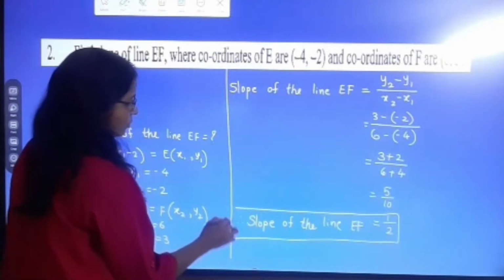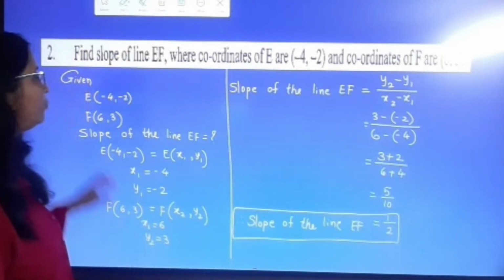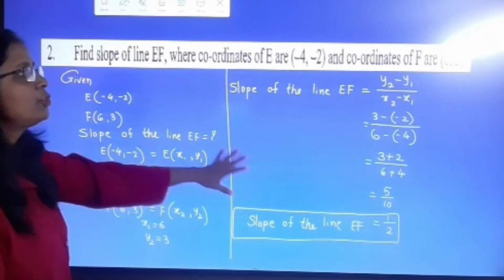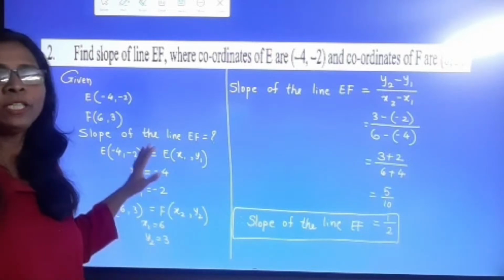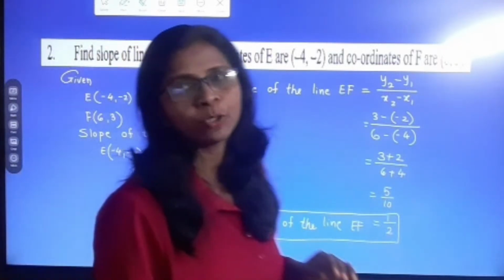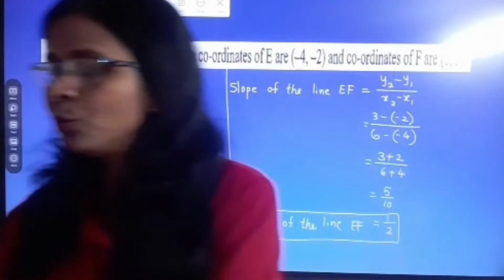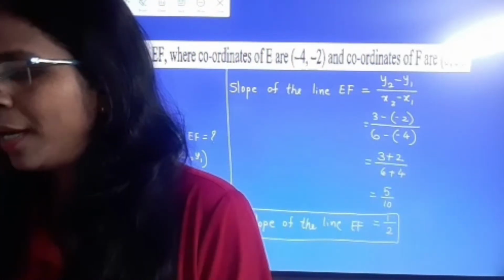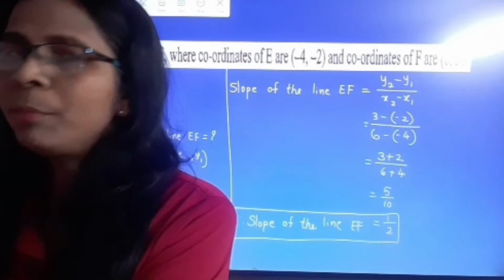If you write it this way, if you solve the example this way, then you get full marks, students.